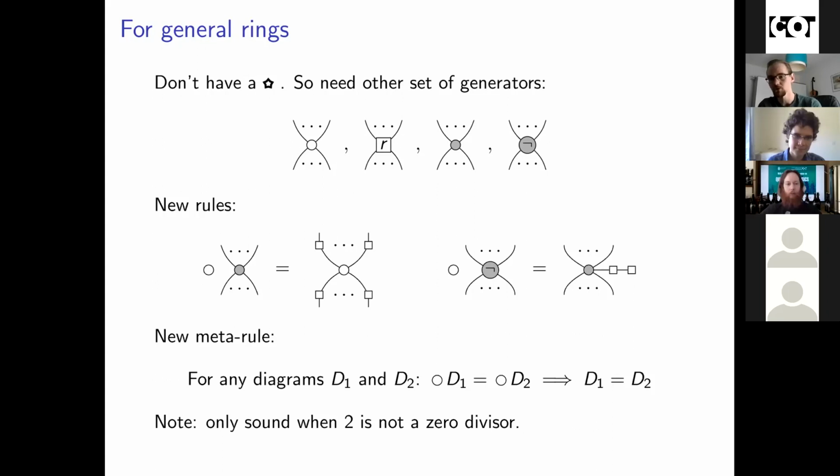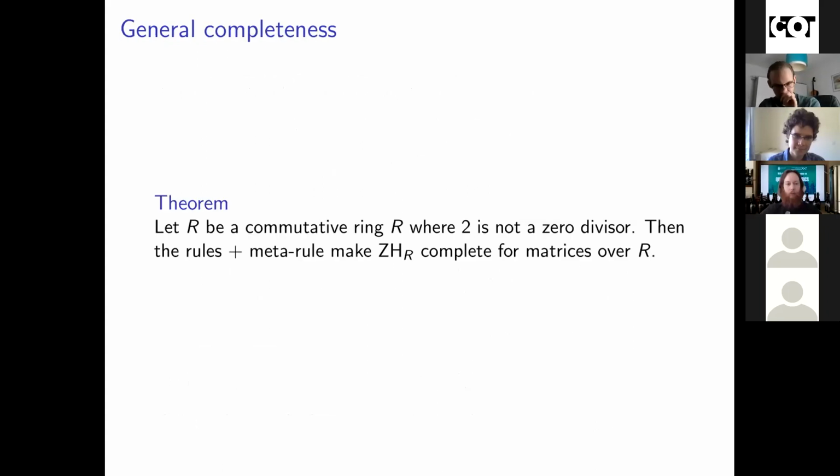It's also necessary for the proof, because if 2 is not a zero divisor, then the ring embeds into a ring where we add a half freely. And then we can reduce to our previous proof. So that's a technical condition that we need there. Okay, so then we get a theorem: if we have a commutative ring R, where 2 is not a zero divisor, then the rules I've just shown you, plus this meta rule for scalar cancellation, are enough to make ZHR complete for matrices over R.